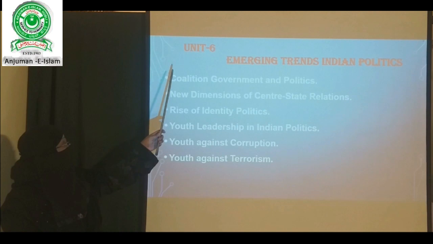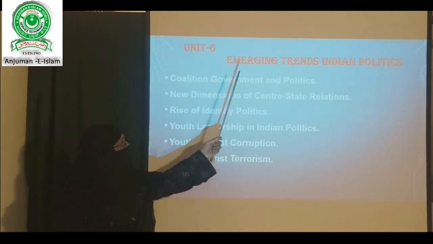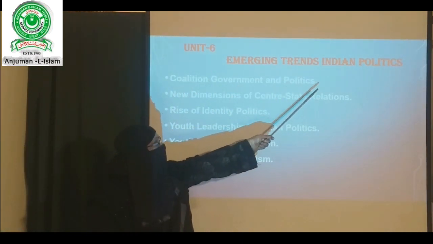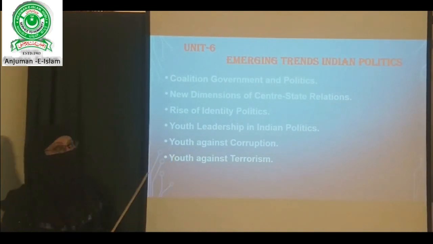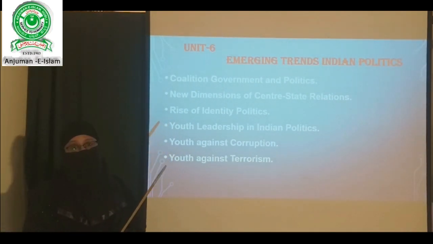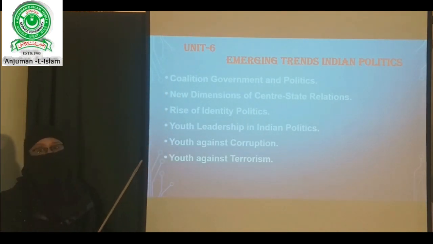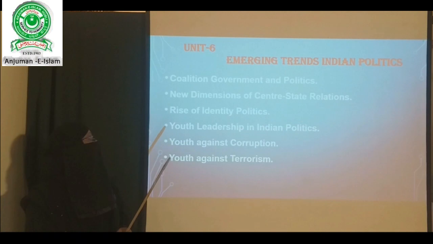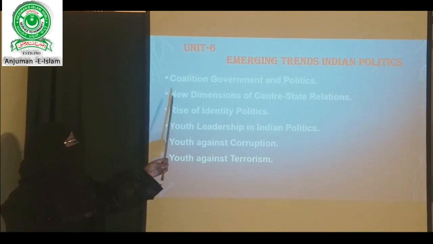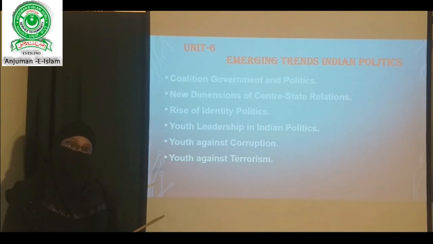Next is Unit 6, Emerging Trends in Indian Politics. Dear students, there are different trends in politics also. The first trend is coalition government and politics. Coalition government is a new concept. We have seen this concept not just in state government but in central government also.